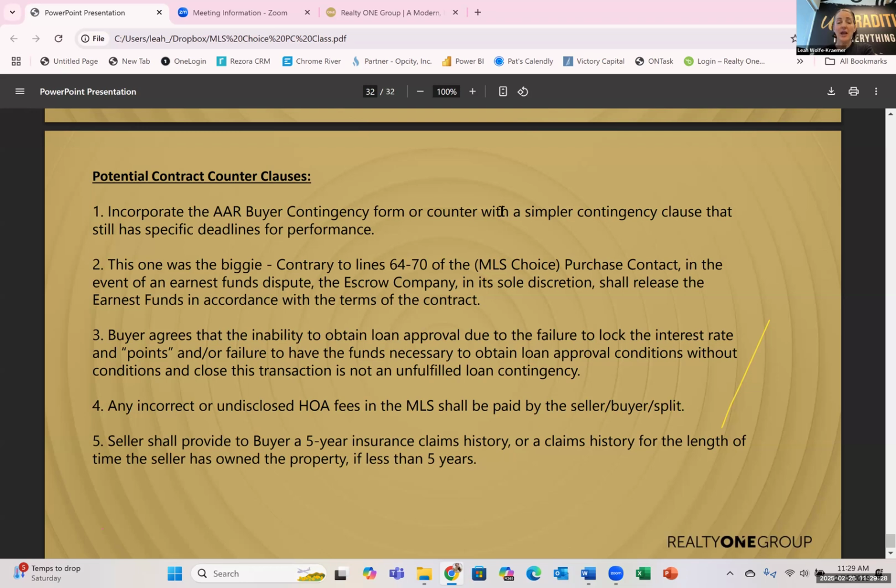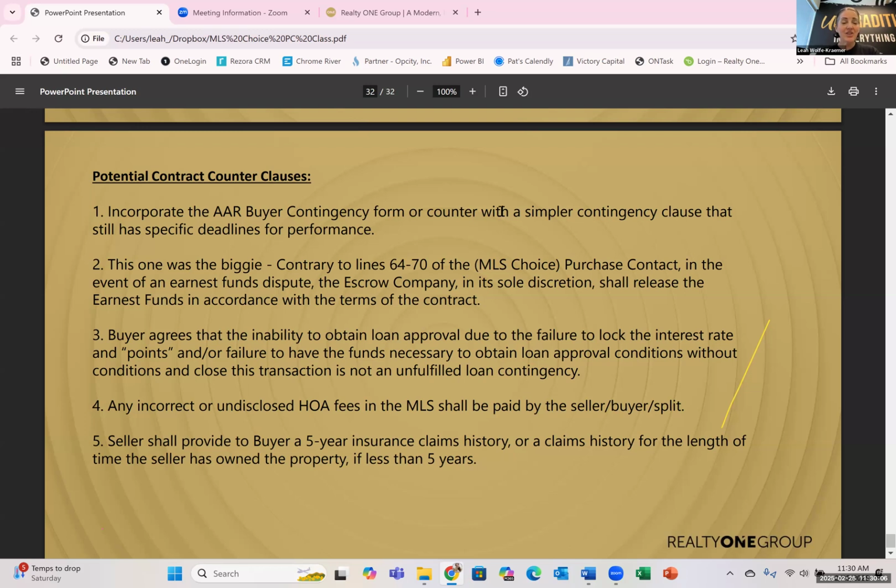loan contingency. So that means that if you, the buyer, cancel because you no longer qualify or you can't afford the loan because of an increase in rates, you shouldn't get your earnest money back, because that's on you for not performing accordingly. But that requirement doesn't exist on the non-member contract. So again, if I represent the seller, I would probably want to counter that back in, so that they understand if the loan denial is based on failure to lock interest rate, or in essence, an increase in payment for that reason, you're not getting your earnest money back. That's not an unfulfilled loan contingency.